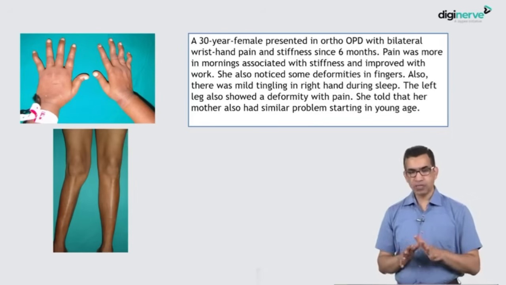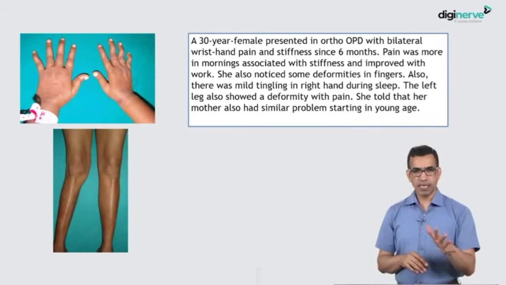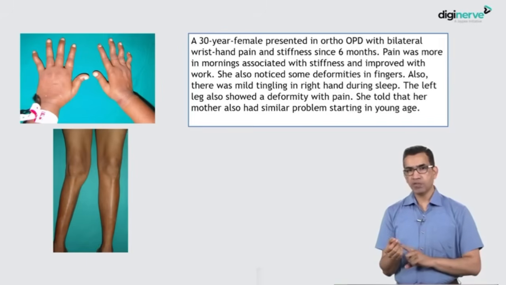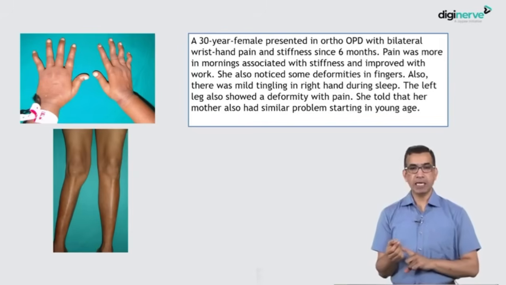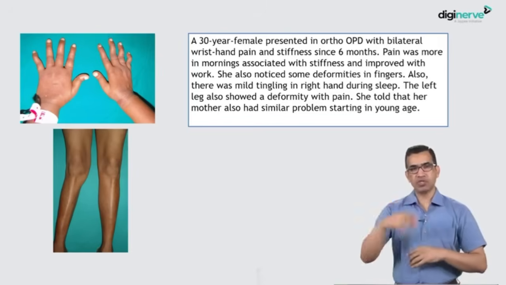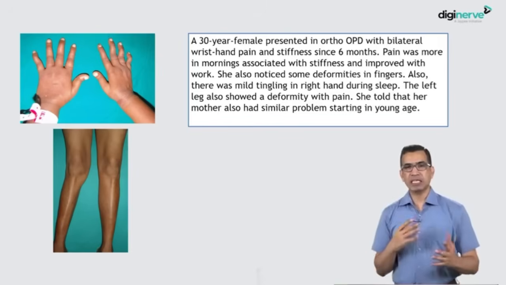She also started noticing some deformities in her fingers in the last few months. There was also a mild tingling which she felt in her right hand at night. She said, when I sleep in the night, I often get up and there's a lot of tingling in my right hand. When I shake my hands a couple of times, the tingling is much less.